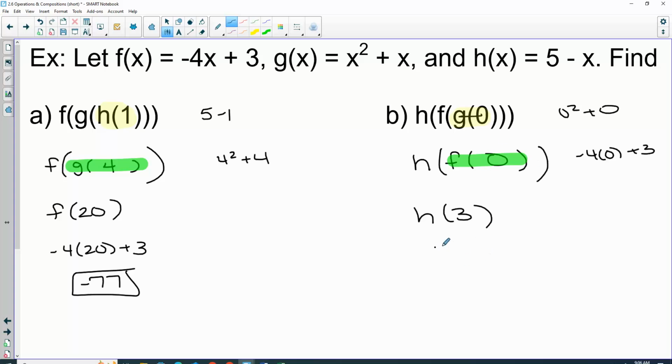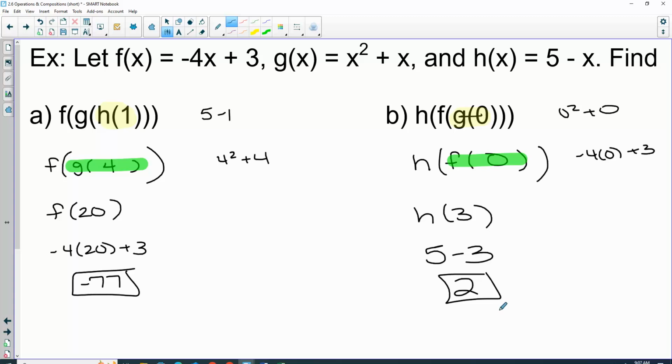Alright, then if I put a 3 into h, 5 minus 3 is 2. Any questions there? So we're good with that? We're plugging in numbers. Just like yesterday with the addition and subtraction, first we started when we had numbers to evaluate at, and then we went to when it was still just in terms of x. So I want to do the same thing here.